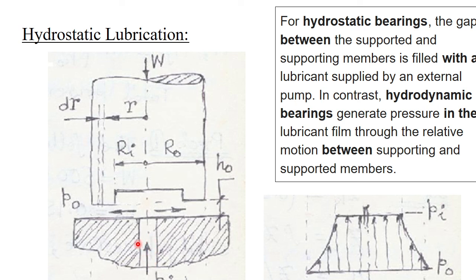So if we supply pressure Pi within this pocket, this pressure will remain almost constant. And these ends are open to atmosphere, so the gauge pressure would be 0 here, this P0, and this is the profile. You know the theoretical description of that profile also. So this is hydrostatic lubrication, filled with a lubricant supplied by an external pump.